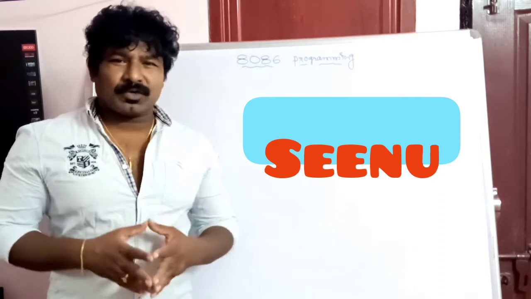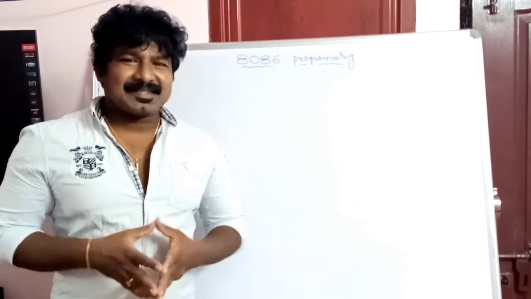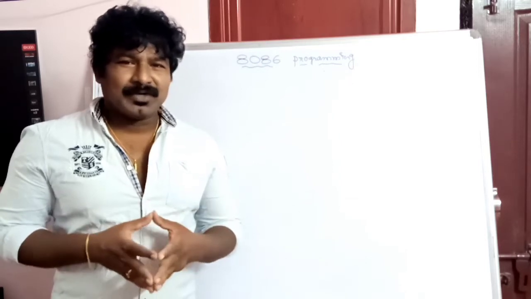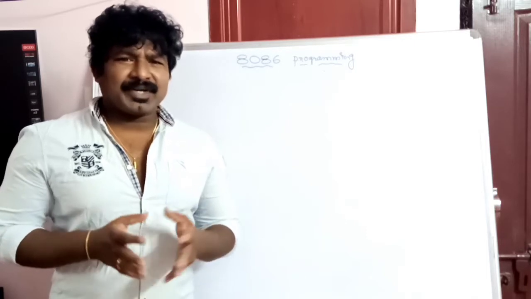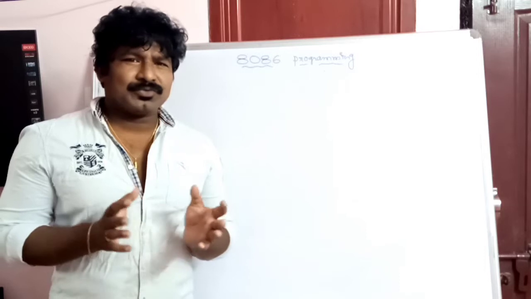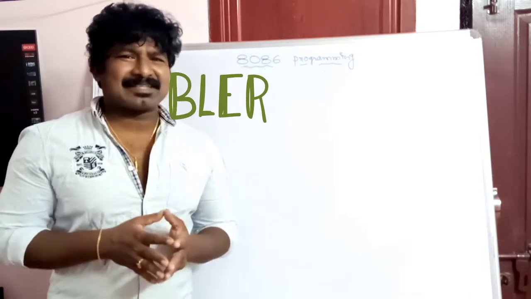First we see what we need for programming in 8086. We need a system, then we need software to do programming in 8086. What is that software? 8086 is a microprocessor. To do programming in a microprocessor, you need a special software called an assembler.